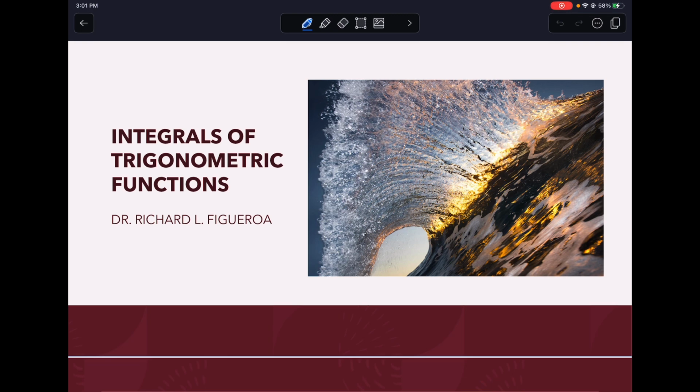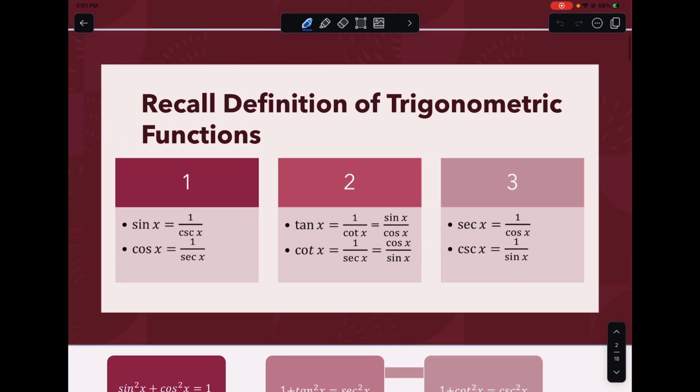Okay, so let's try to recall some of the trigo identities, particularly the 6 basic trigo identities, which are very useful again in finding the integral of trigo functions. The first set would be the sine. Sine is just the inverse of cosecant, and cosine would be the inverse of secant. Then for tangent, tangent is actually sine x over cosine x, and at the same time it's the reciprocal of cotangent.